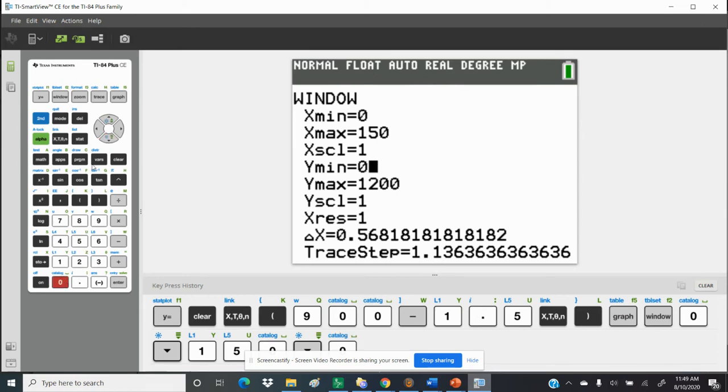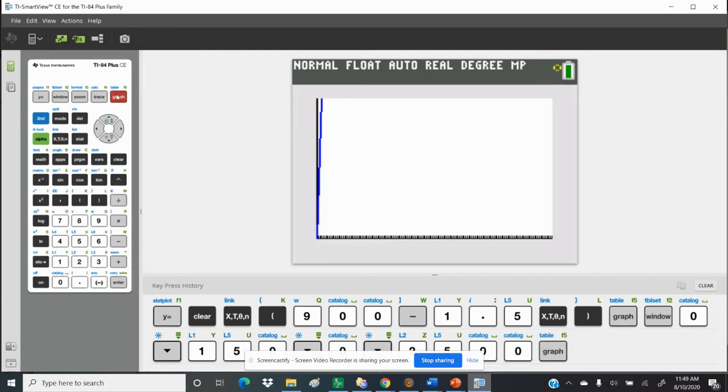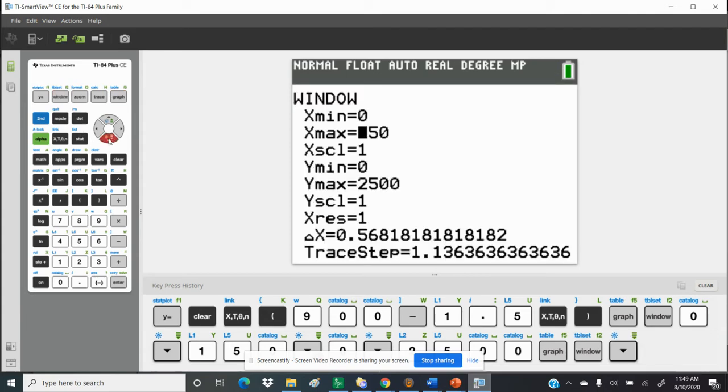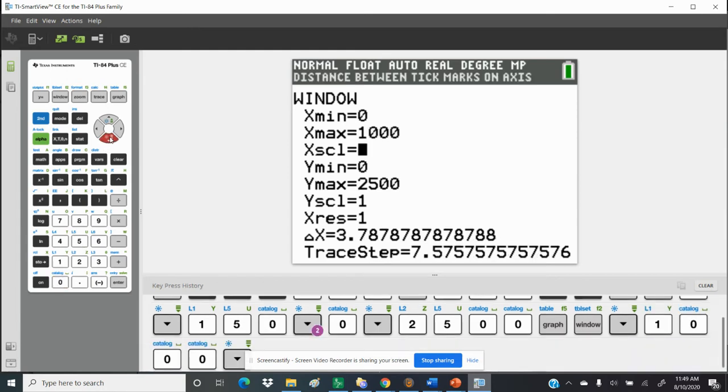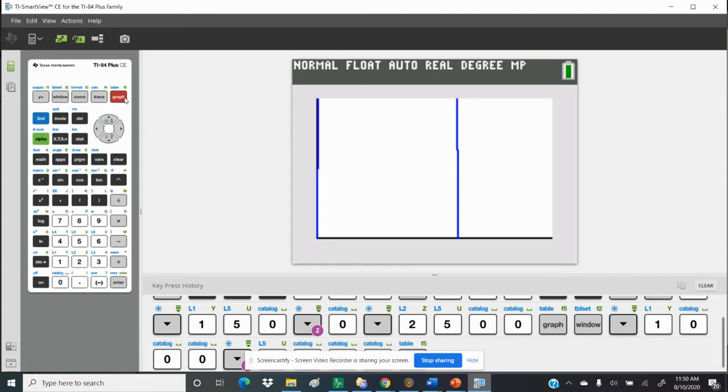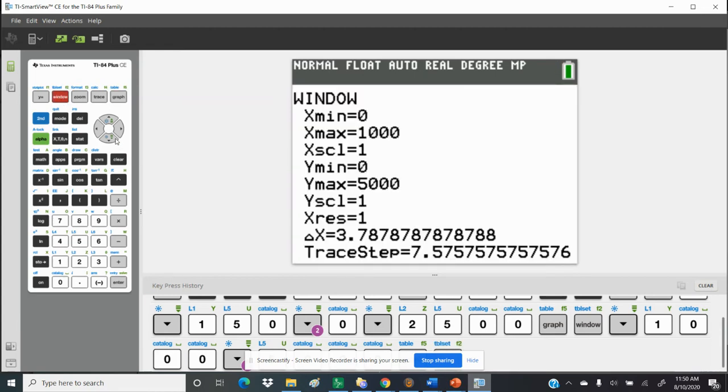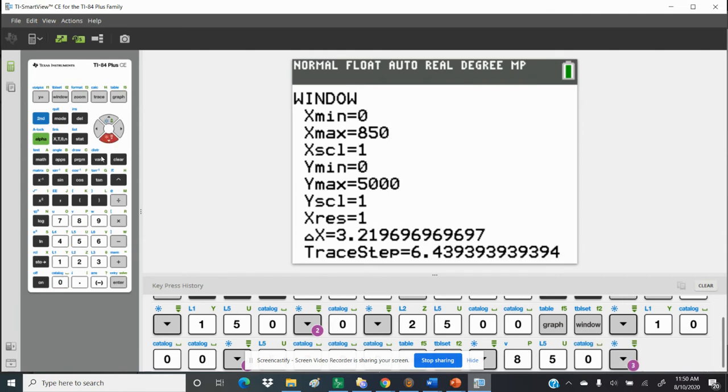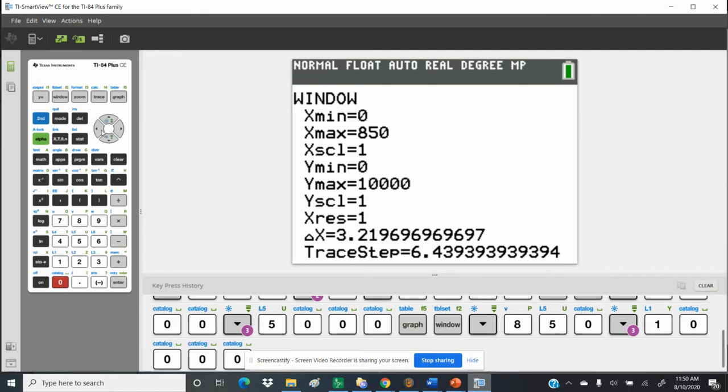And I'm going to start at 0, and let's go up to 2,500 just arbitrarily and see what that looks like. Well, that's not much better. So let's go way bigger. Let's go 1,000 here. And let's go 5,000. All right, so now at least I can see my x's are okay. I might want to reduce them a little bit, but we still need more y's. Let's change our x's to 850, and our y's, let's go up to 10,000. And graph that.